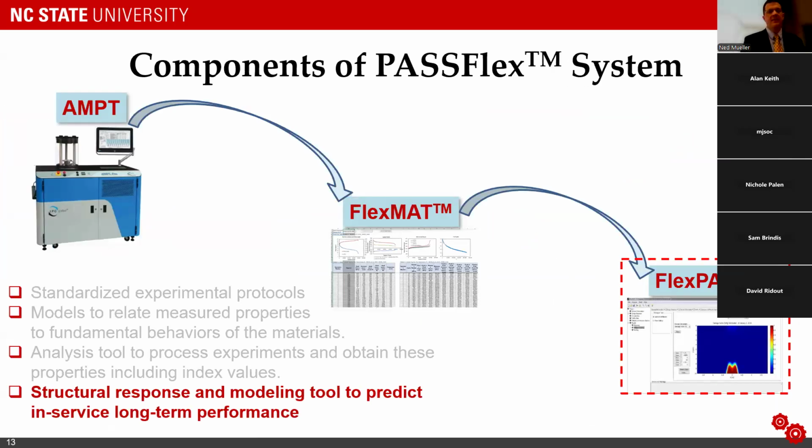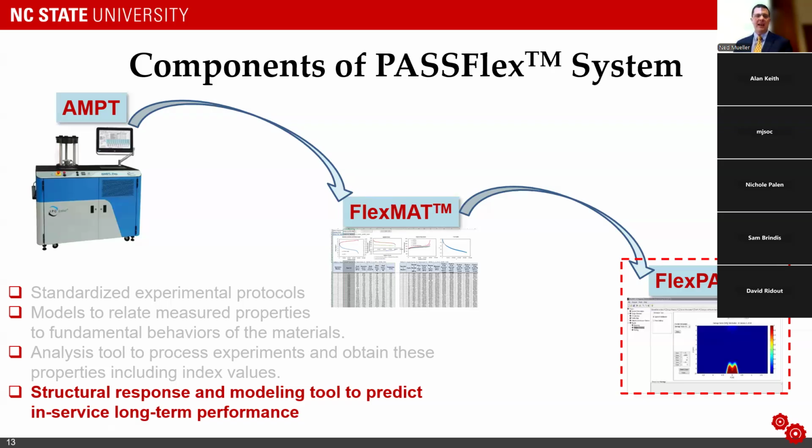The final component of the PassFlex system is, we call it FlexPave. You can see the consistent use of flex there. Again, we're not very creative when it comes to naming things, but the basic idea there is flexible pavements. And this is a pavement structural performance assessment tool. It takes material inputs from the various models that are characterized in the FlexMat tool, does 2 steps. We identify the structural response of the pavement, what the stresses and strains are inside the pavement structure as a function of the loading and foundation conditions, and then leveraging the models that we created predict cracking, rutting, and actual in-service condition as a function of time.